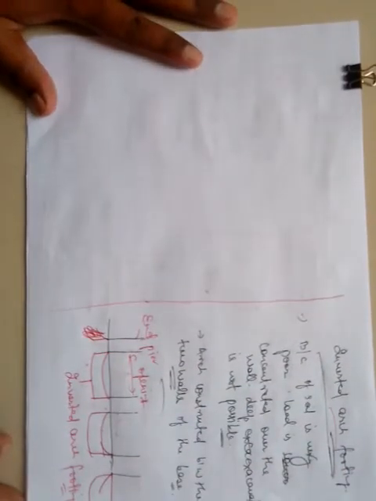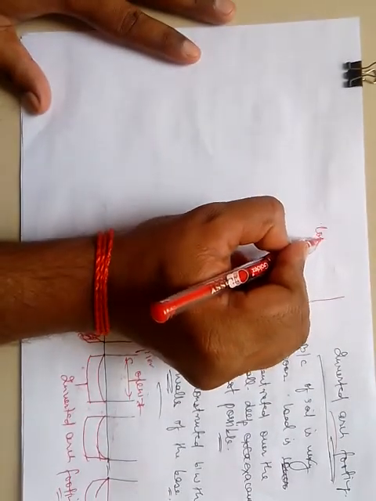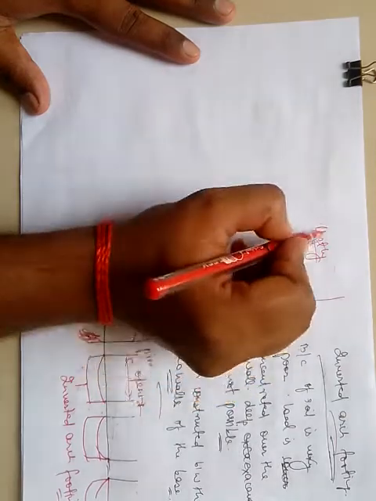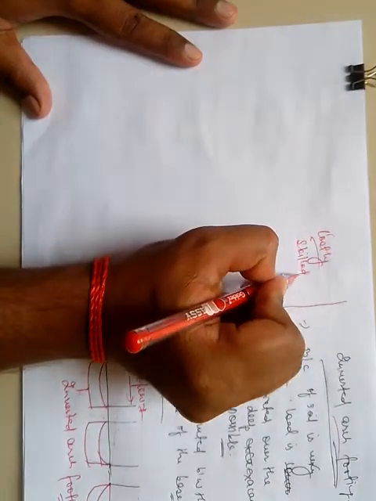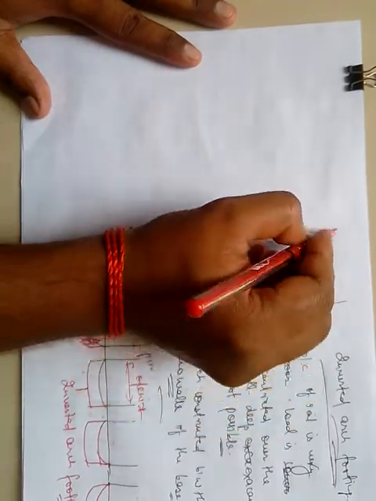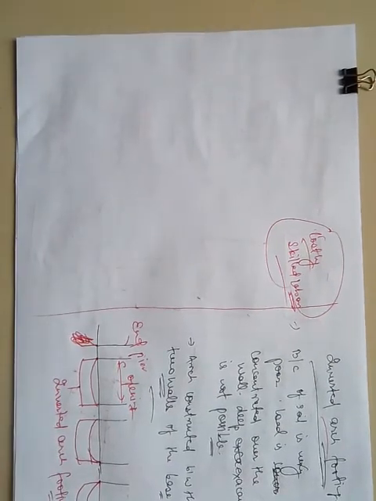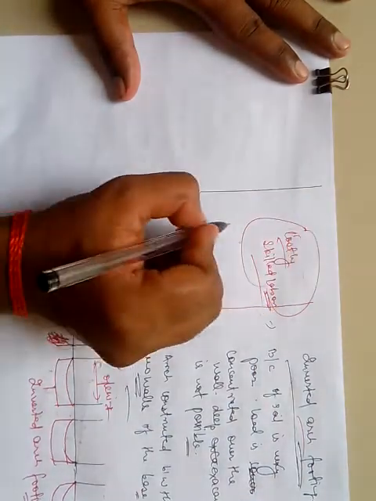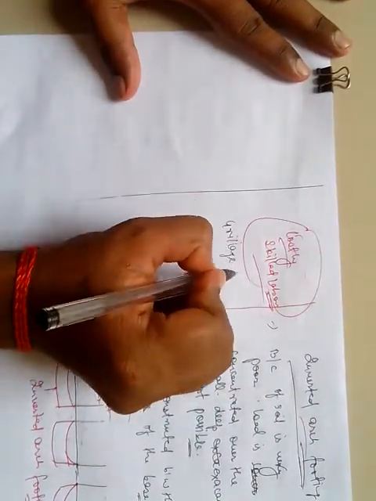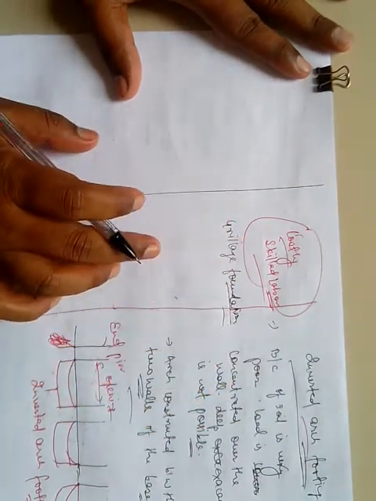This inverted arc footing is not much used nowadays because it is costlier. It is very costly and needs skilled labor. So these are the main disadvantages of this inverted arc footing. Next one is grillage foundation.